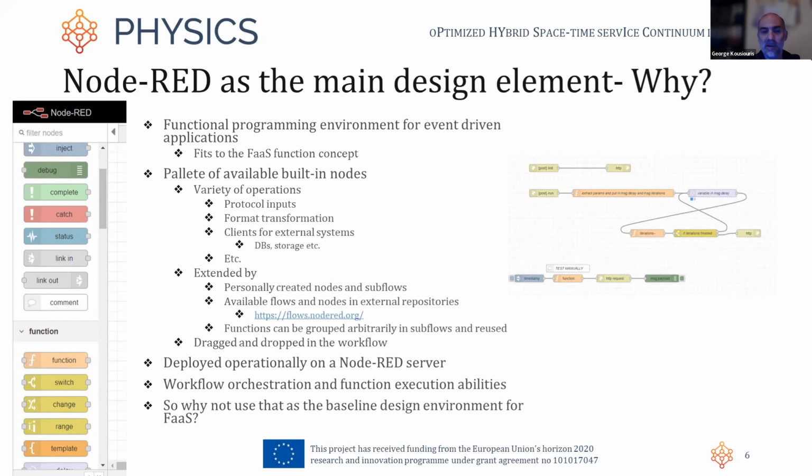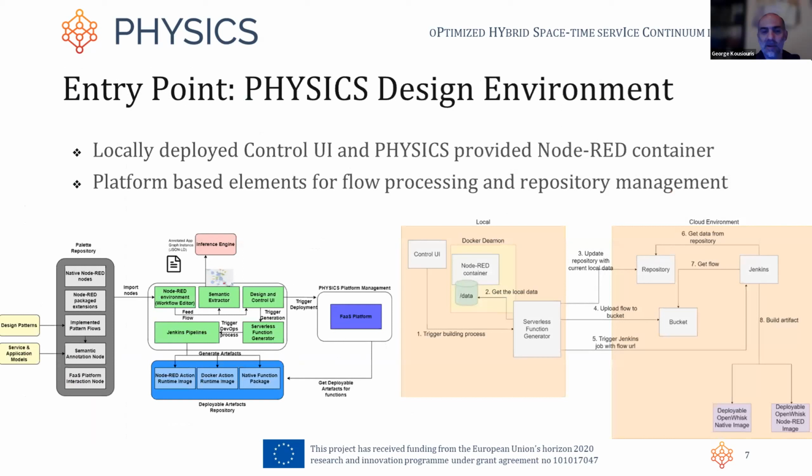So in a nutshell, the physics design environment consists of a local version that the developer may download in the form of a number of containers, enriched with our contribution in terms of provided nodes and so on. And it also has a set of backend platform elements that are necessary for flow processing, repository management, and so on.